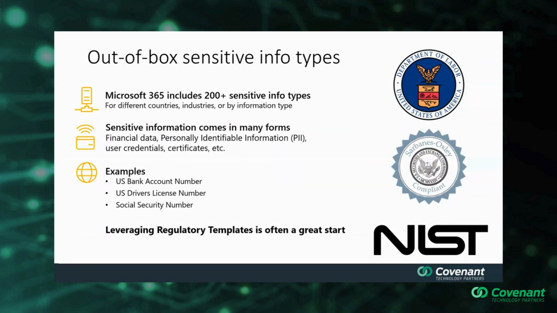Examples of these built-in sensitive information types would be the U.S. bank account number, U.S. driver's license number, social security number, and many, many more. They are based off of definitions, PII definitions, for example, by the Department of Labor, financial information types that align with Sarbanes-Oxley, and cybersecurity standards that align with NIST, and many other regulatory bodies. Regulatory templates are key to answering that question of where to start when defining your sensitive information. It will make quick work of a majority of that challenge.